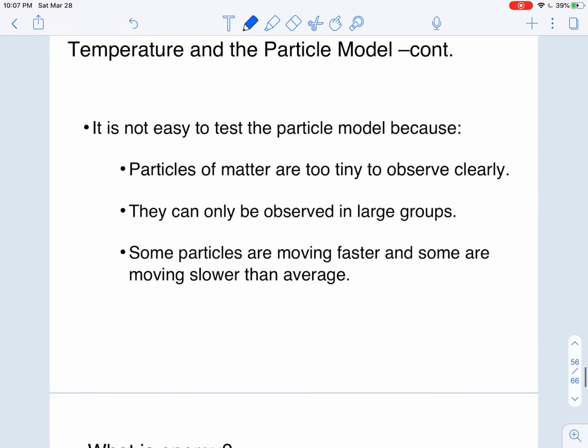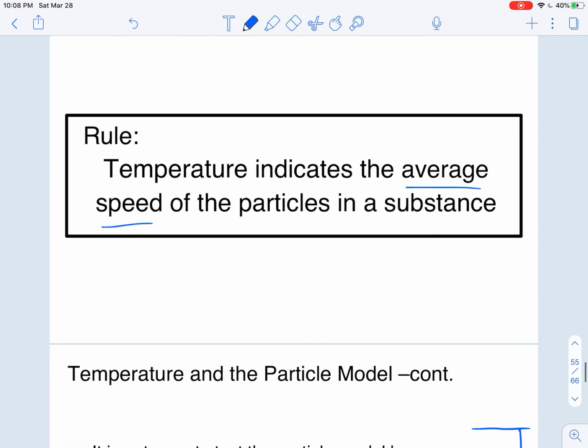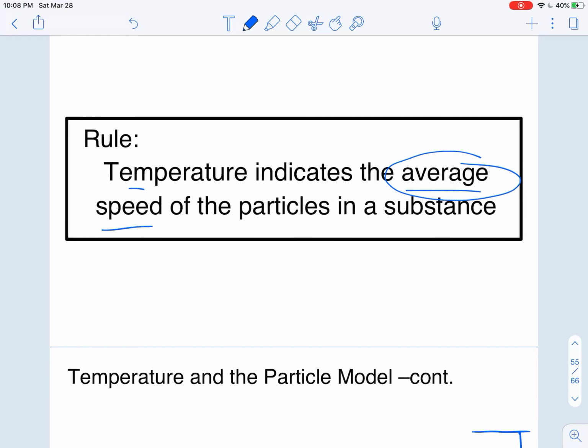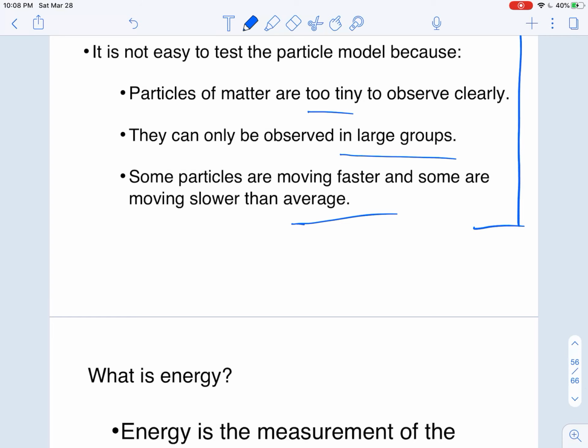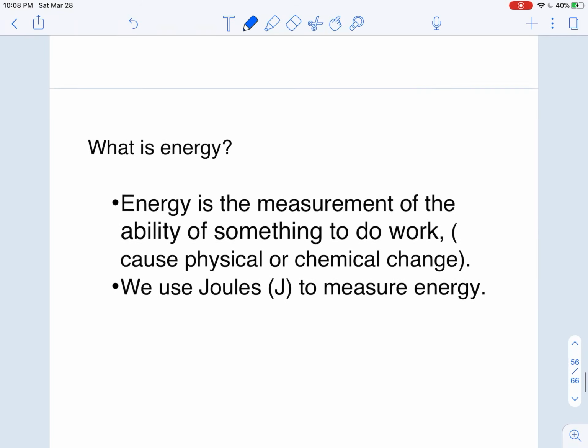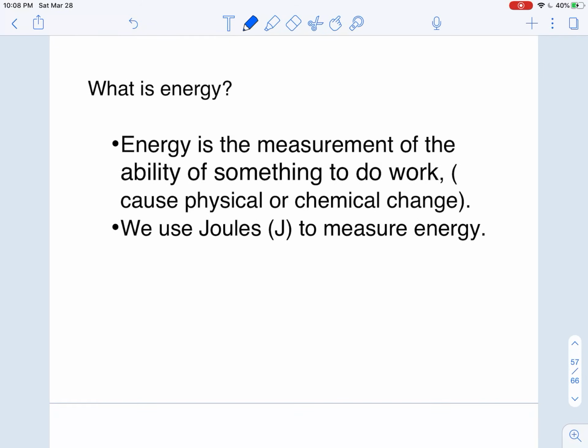This part is not in your notes, but it's just a couple points on how the particle model is kind of hard to test because particles are so tiny. They're in large groups, and some are moving faster than others. So when we talk about temperature, we always talk about the average energy or average speed, because they are not all exactly the same at any one given time.